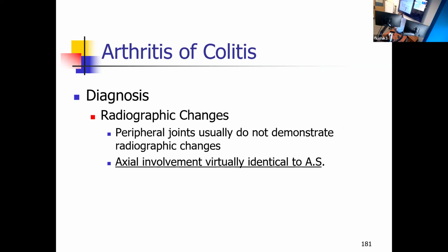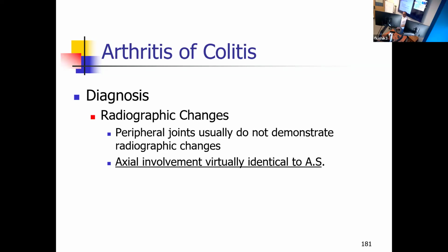X-rays and things of that nature, if they do have it, it'll show some changes. But if there's axial involvement, then you have to correlate that to ankylosing spondylitis. Everyone and anyone who has arthritis of colitis always gets checked out, and they always will get x-rays of the lower spine also to make sure that it's not overlapping with ankylosing spondylitis.